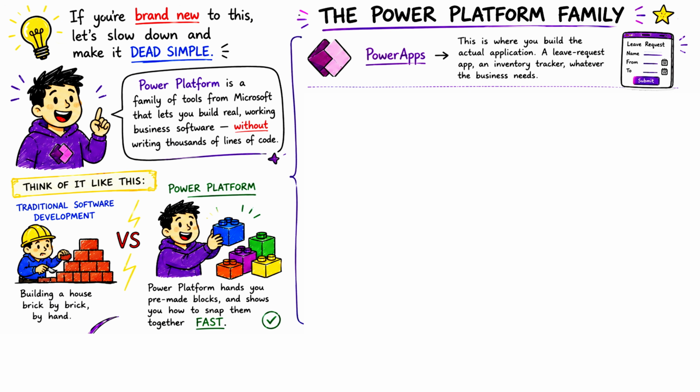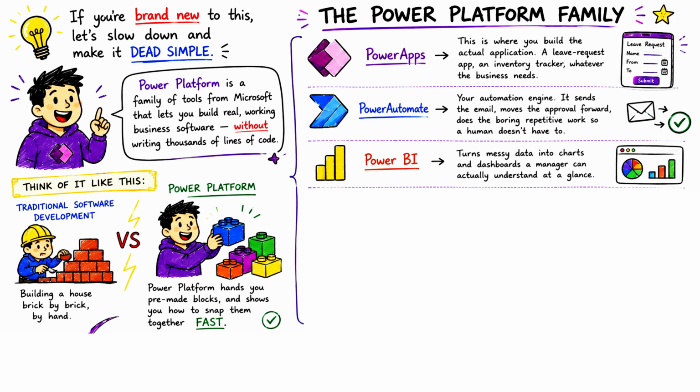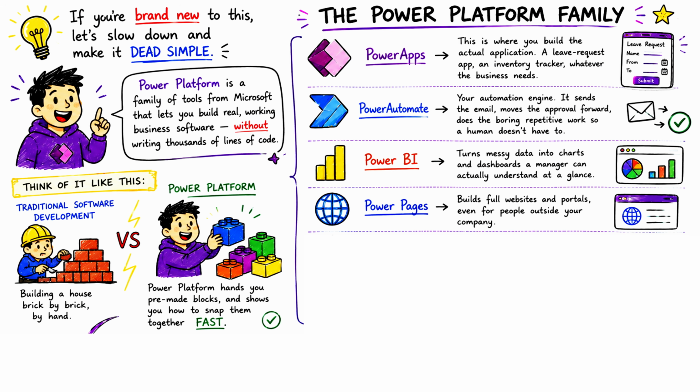First, Power Apps. This is where you build the actual application, a leave request app, an inventory tracker, whatever the business needs. Second, Power Automate, your automation engine. It sends the email, moves the approval forward, does the boring repetitive work so a human does not have to. Third, Power BI, which turns messy data into charts and dashboards so managers can actually understand at a glance. Fourth, Power Pages, to build full websites and portals that even people outside your company can use.